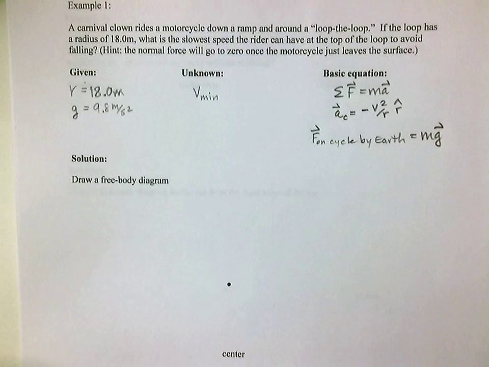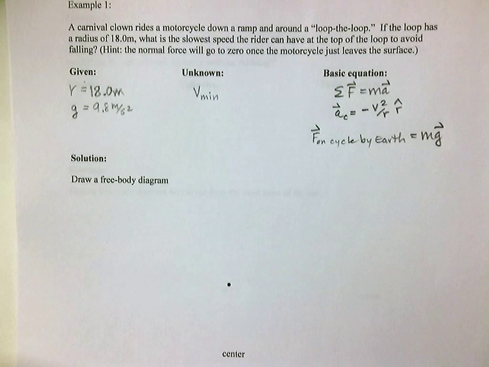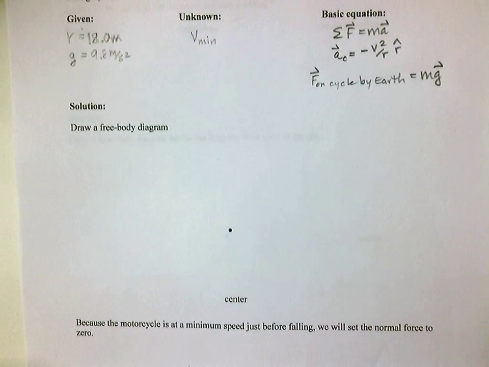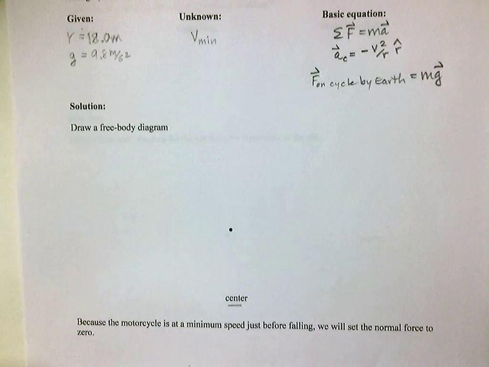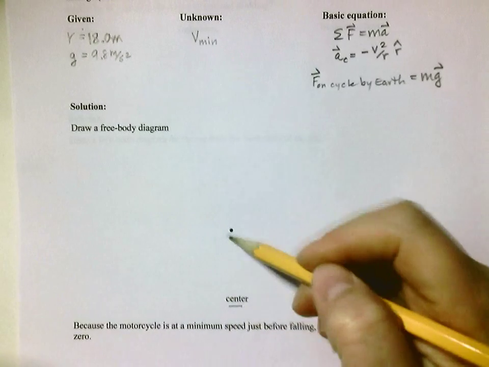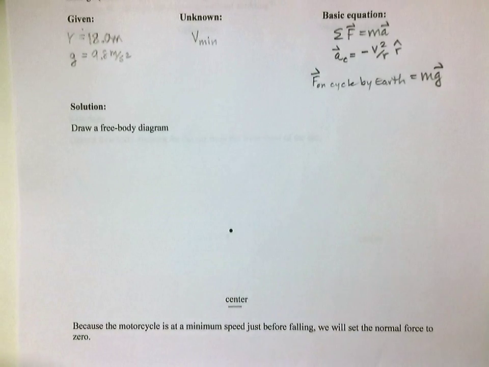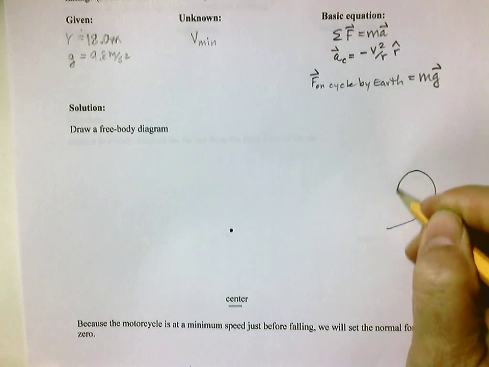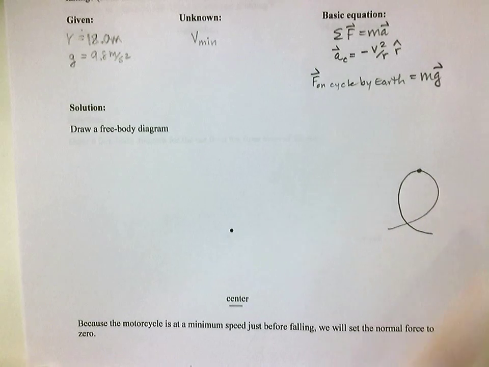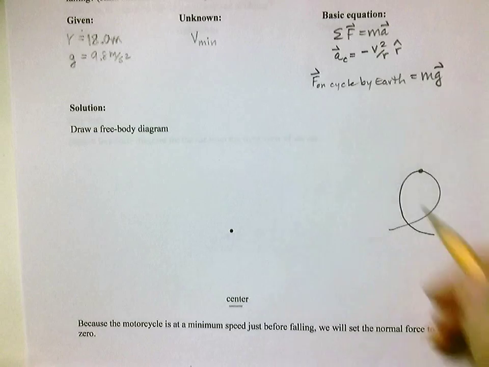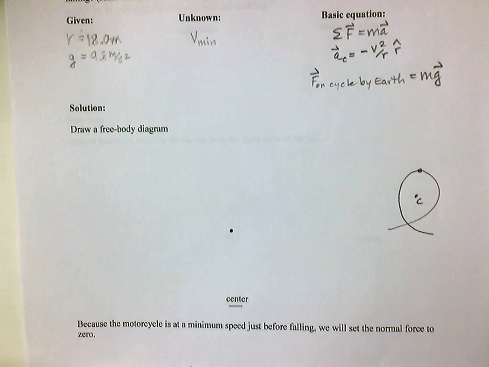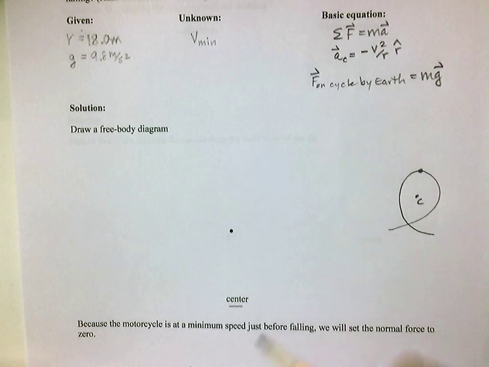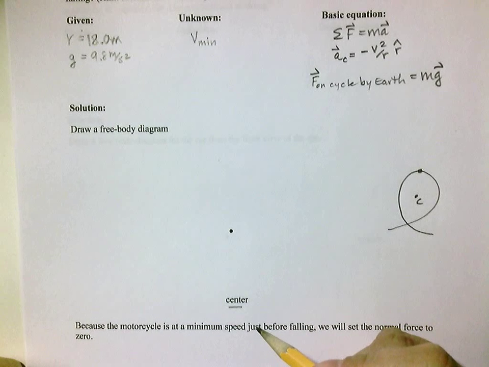Okay, so the first thing I'm going to do is draw my free body diagram. Notice that I've already indicated here where the center is. So this is the center of the loop. I'm drawing a free body diagram at the top. So if this is my loop, I'm drawing my free body diagram at this point, and this is the center of the loop. Okay, so what's physically touching the motorcycle?